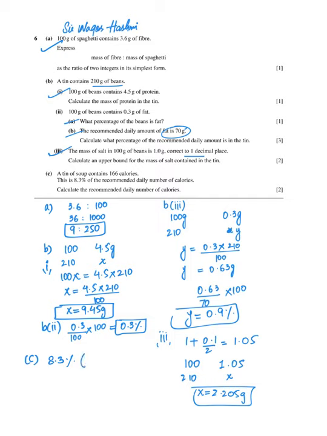8.3% of C, that is for calories. I don't know the value of calories, and the amount of calories is 166. All right. So now it's 8.3 divided by 100 of C is equal to 166. By cross multiplication, you will get C equals 2000. That means the amount of recommended calories is 2000 calories. That is your answer of part C.